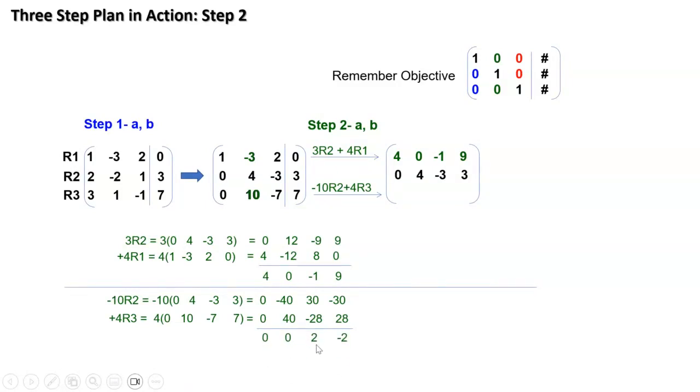But like I always tell my students, simplify as you go along to make it with the least amount of numbers possible. So in this case, this can be simplified, right? I can divide everything by 2. If I do that, the result will be 0, 0, 1, -1, and that's my new row 3.